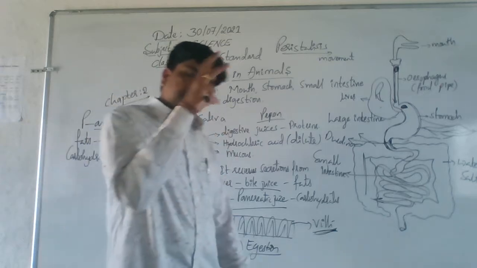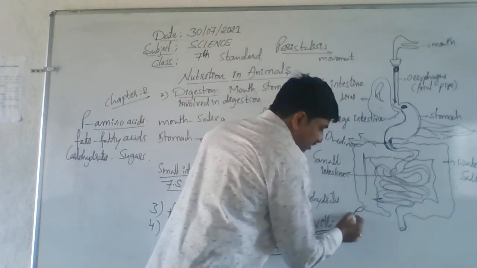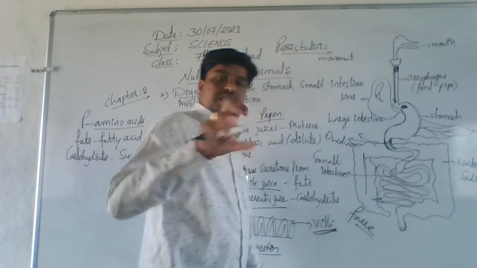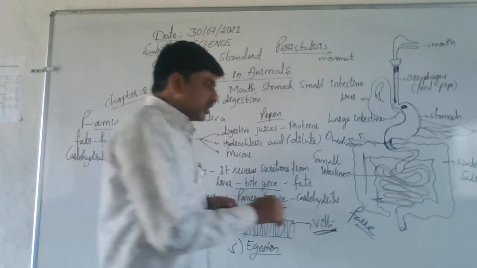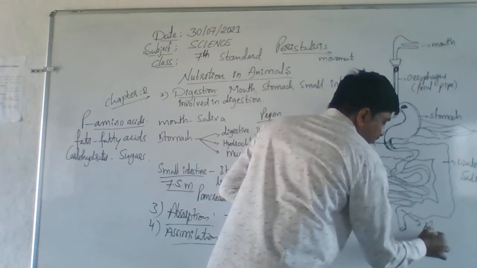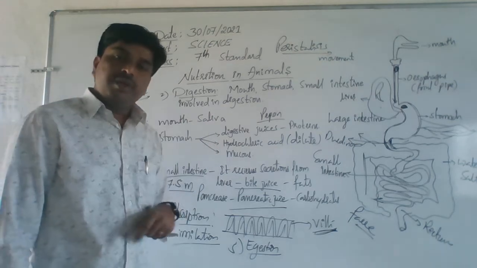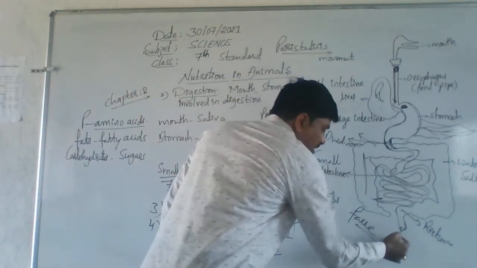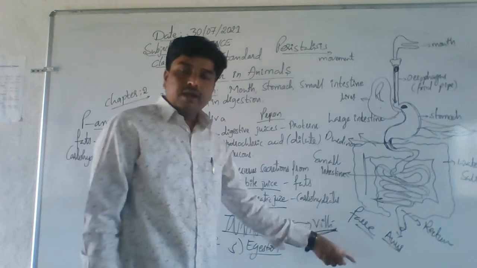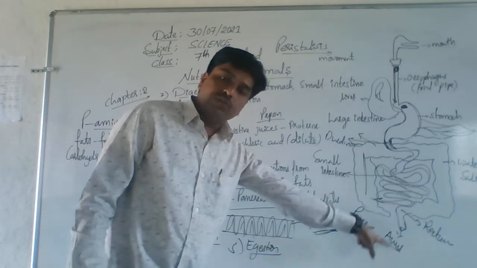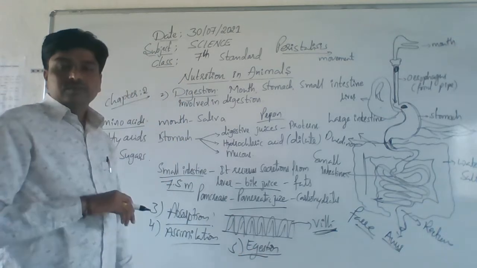When the large intestine absorbs all the water content from the undigested food, it forms what? Feces. This feces is collected in the rectum. When the feces is collected in the rectum, it must be eliminated through the anus. That elimination of undigested food or feces through the anus is called egestion. Understand?